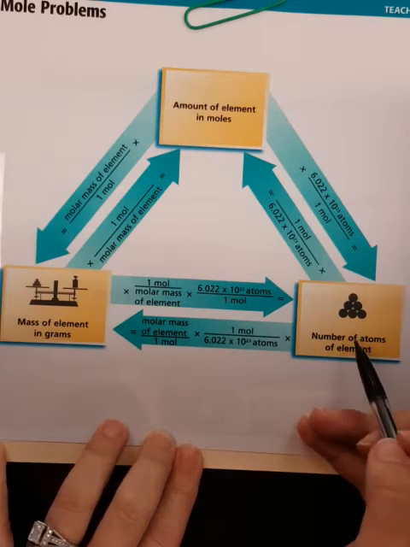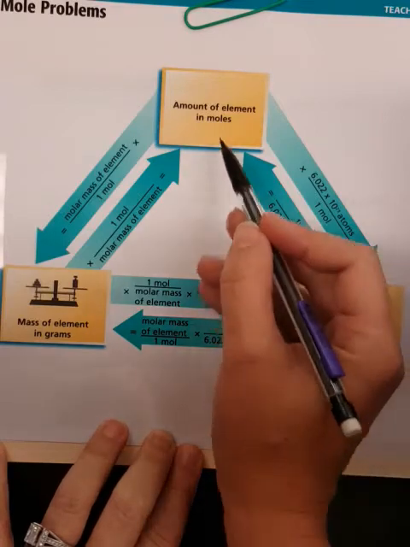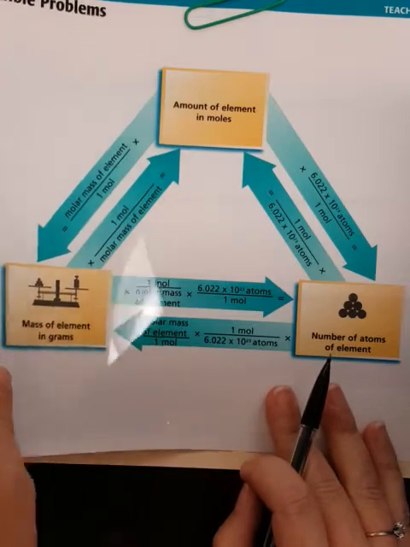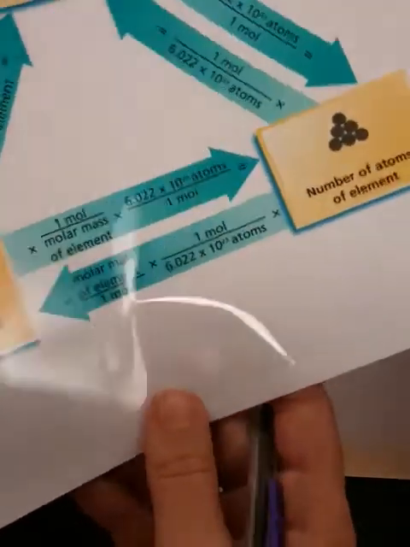If they give you the number in atoms and you're trying to get grams, then you're going to follow it and go in the opposite direction. But I'm going to explain it to you without having to use this.